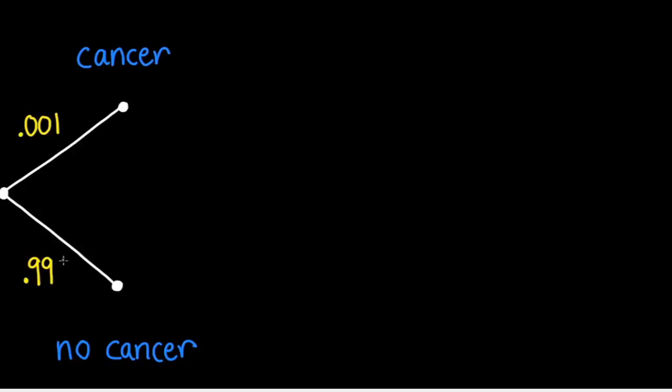But wait, let's first use conditional probability to make sense of our seemingly gloomy diagnosis. Let's use a tree diagram to help with our calculations. The first branch of the tree represents the likelihood of cancer in the general population. The probability of having the cancer is 1 in 1,000, or 0.001. The probability of having no cancer is 0.999.